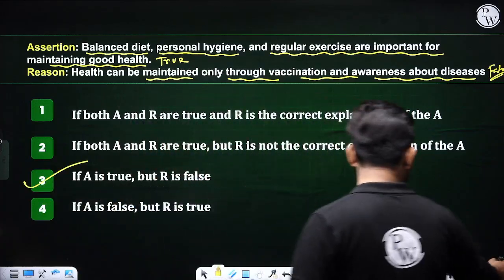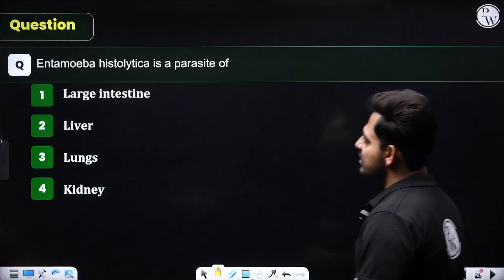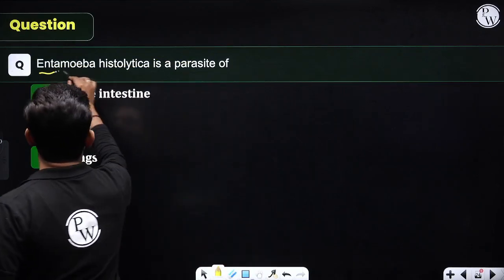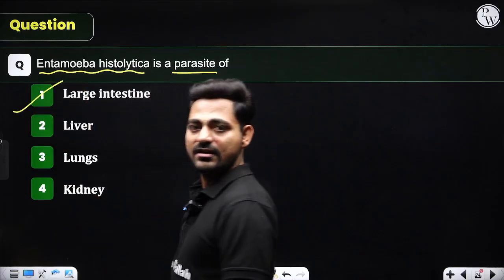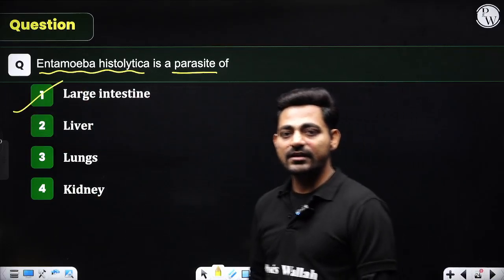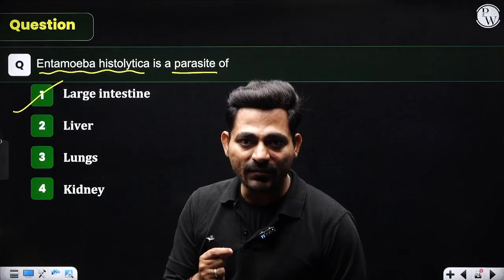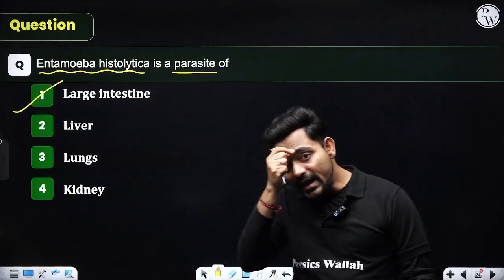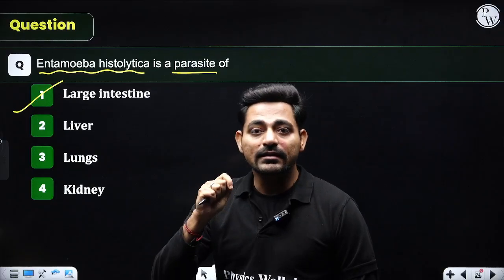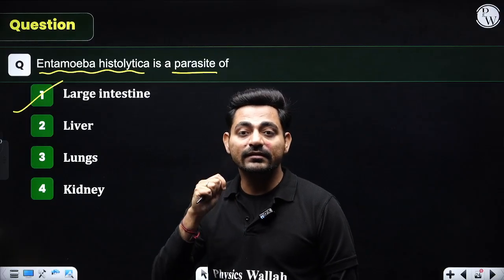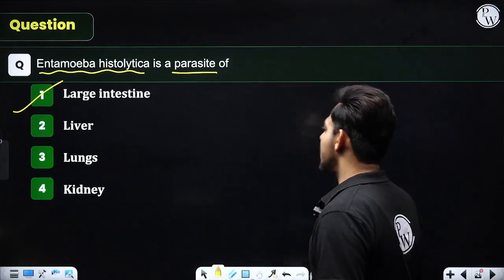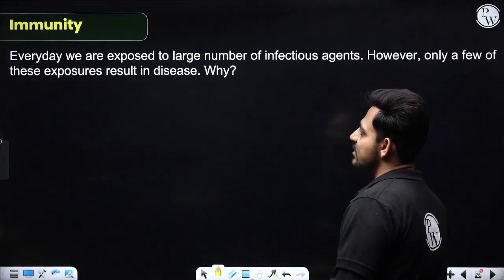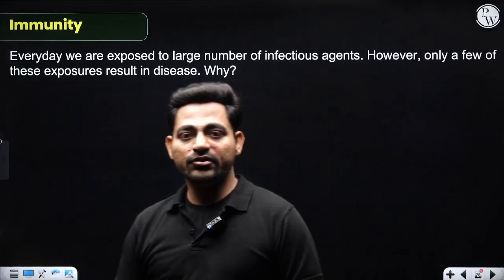Okay, next question. Entamoeba histolytica is a parasite of the large intestine. That's why it's named Entamoeba. It attacks the enteron part, and lysing means damaging the wall of the enteron, or large intestine. That's why Entamoeba histolytica. Now we'll talk about immunity.